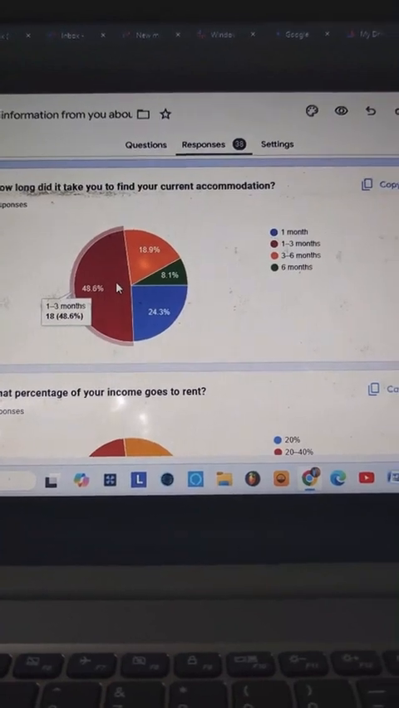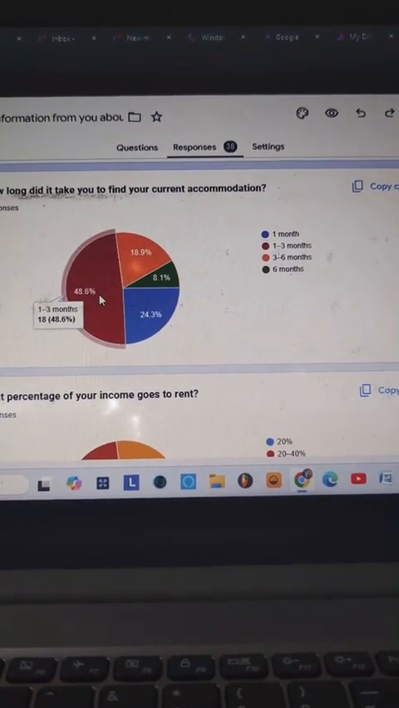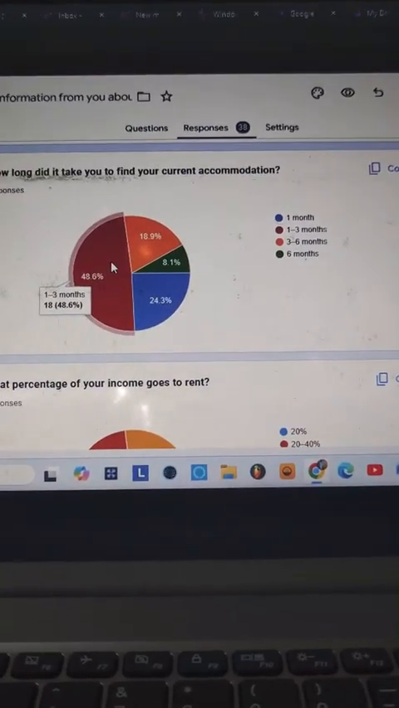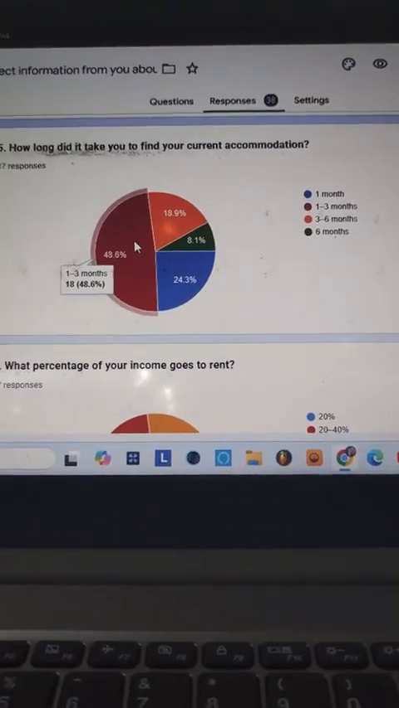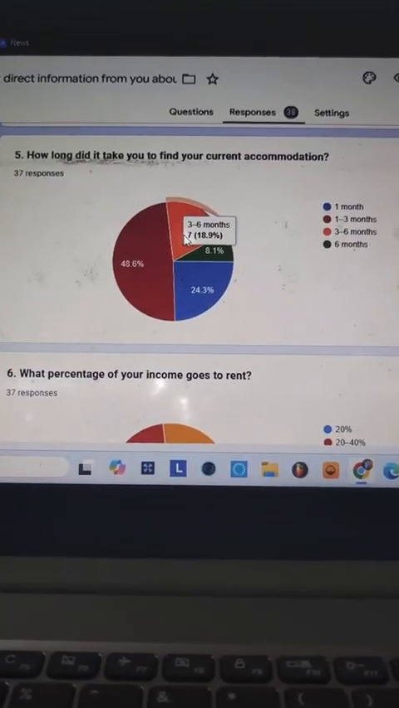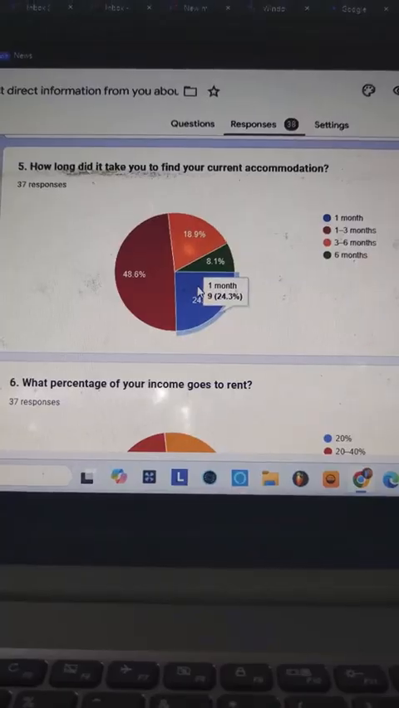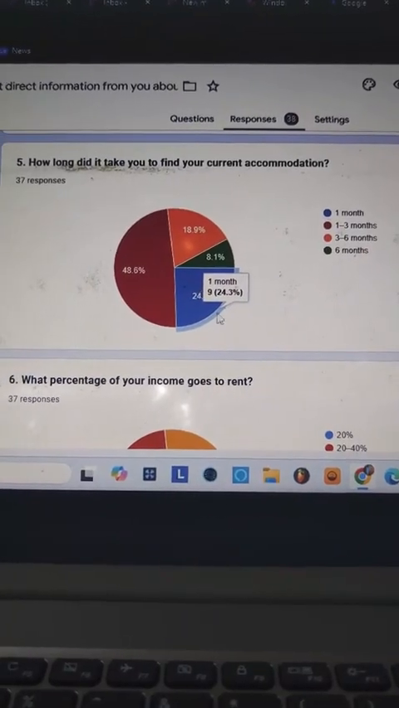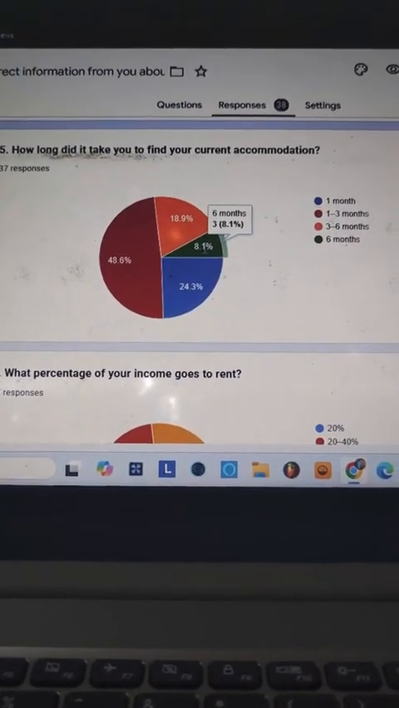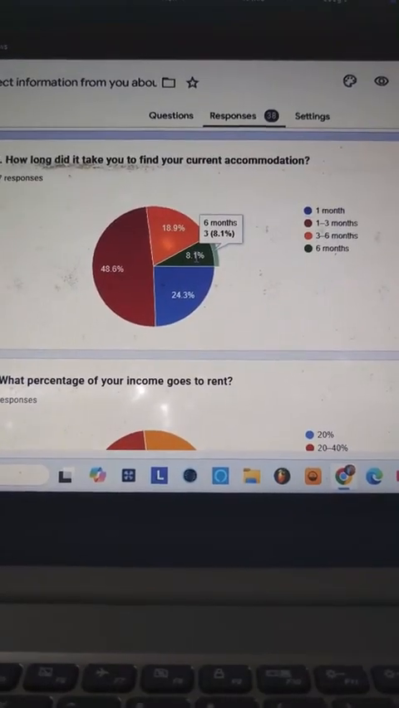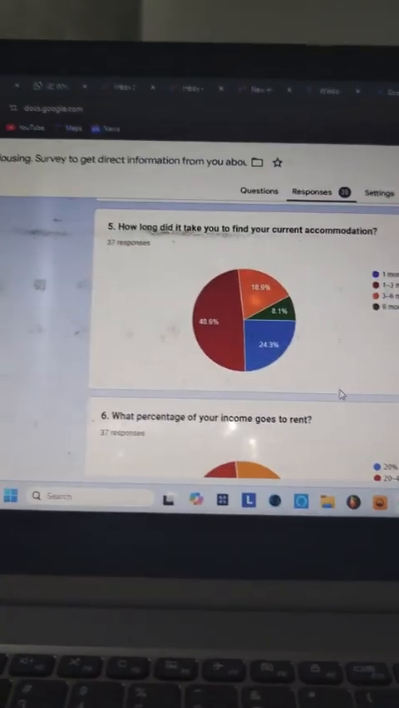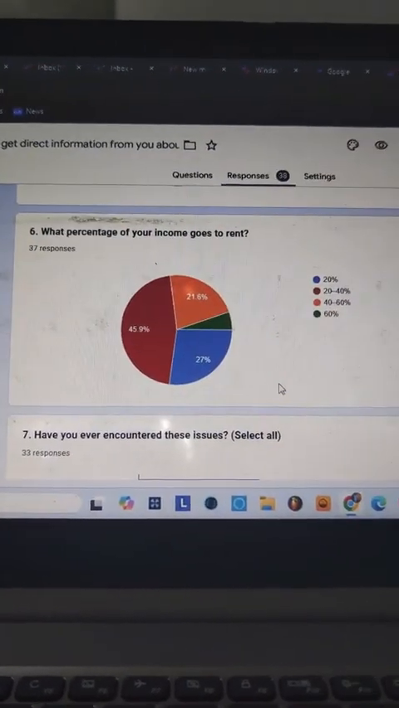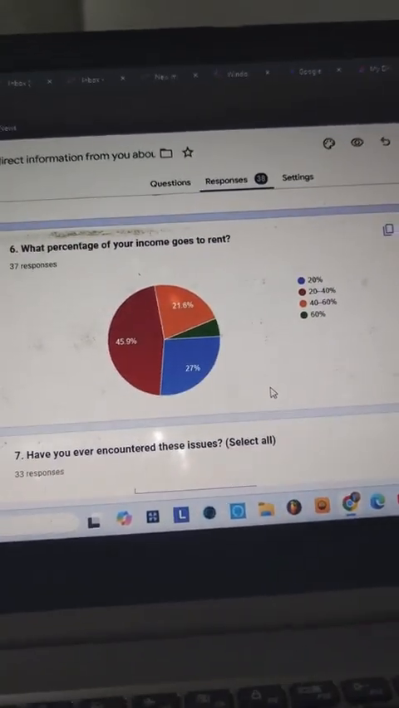Now check, 1 to 3 months is more. I have more people who spend more time just to look for accommodation. Now look at 3 to 6 months is 18%. 1 month is 24%. So you see, for some other persons, it took them 6 months just to find a house. Are you seeing what data is showing? So survey gives you data.